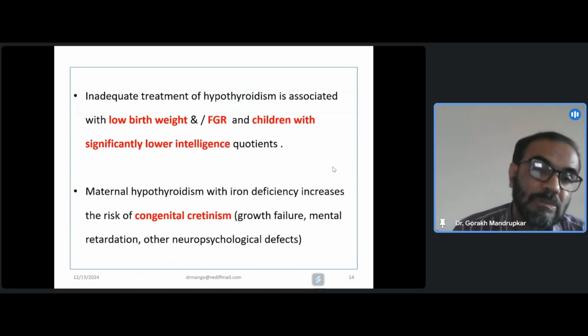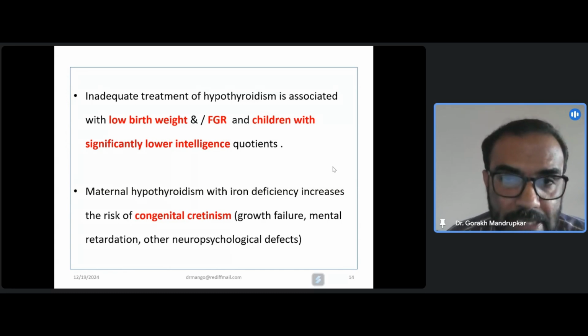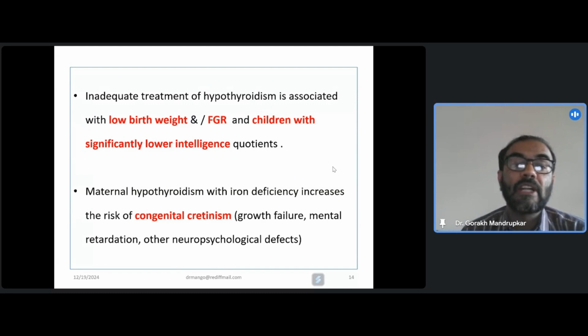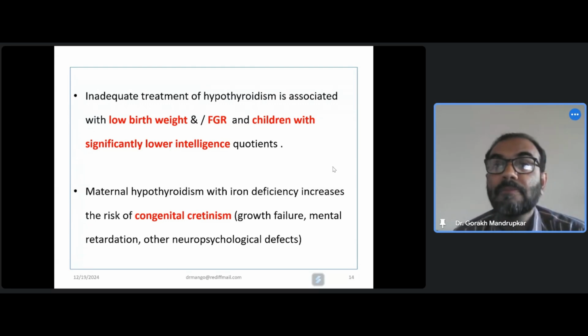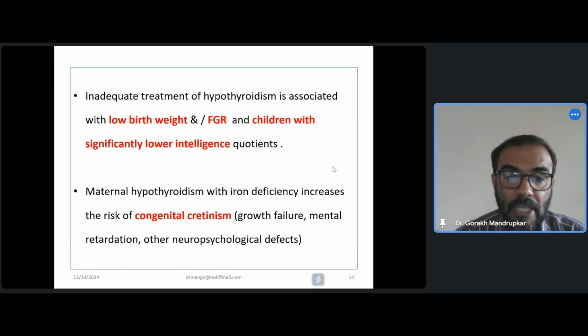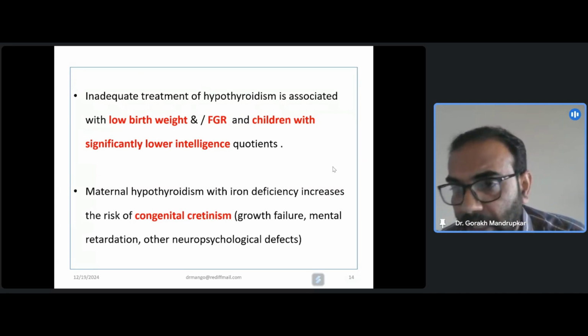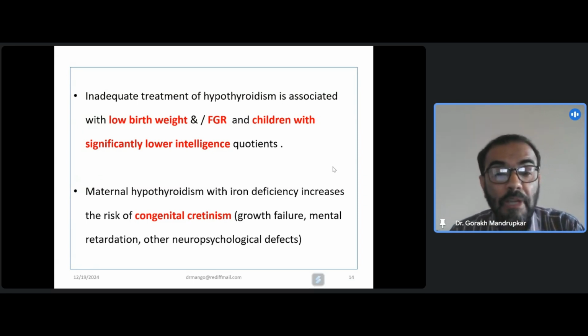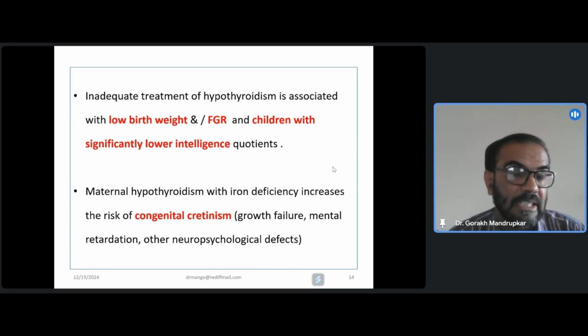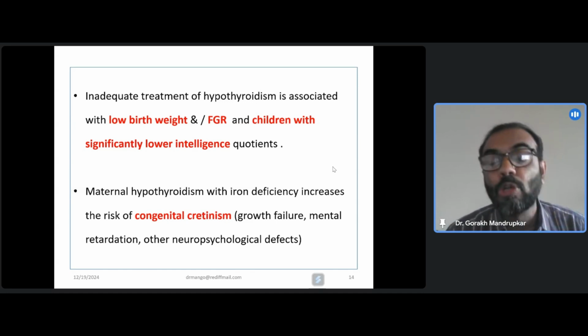Again, as Madam was mentioning, these are not only maternal complications, but there are fetal complications as well. And what are they? Low birth weight, FGR, then children with significantly lower intelligence. Definitely, it has been proven, and it is very important. I want to draw attention to the last third line, because there is one part called Medghat in our northern Maharashtra. Similar parts are there in Jharkhand, and certain parts of Telangana as well, where maternal hypothyroidism with iron deficiency has caused an increased risk of congenital cretinism. That means growth failure, mental retardation, and other neuropsychological defects.